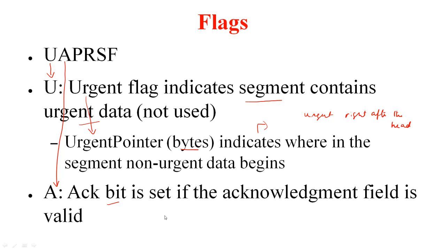Thereby, the other end can interpret the acknowledgement field appropriately. So sometimes the data flow is only in one direction, thereby you don't have to interpret the acknowledgement corresponding to the other direction because there is no data flow in the other direction.